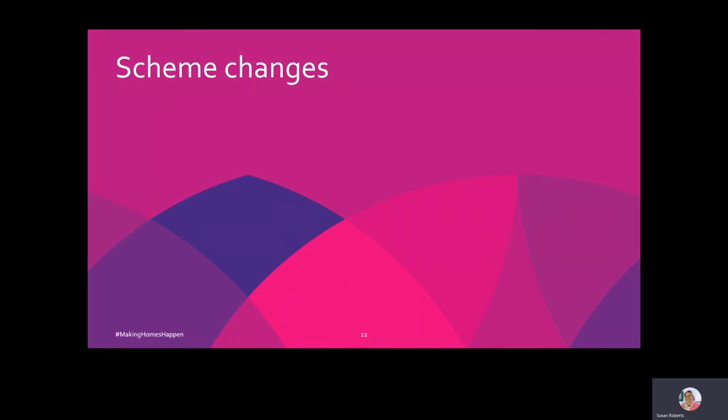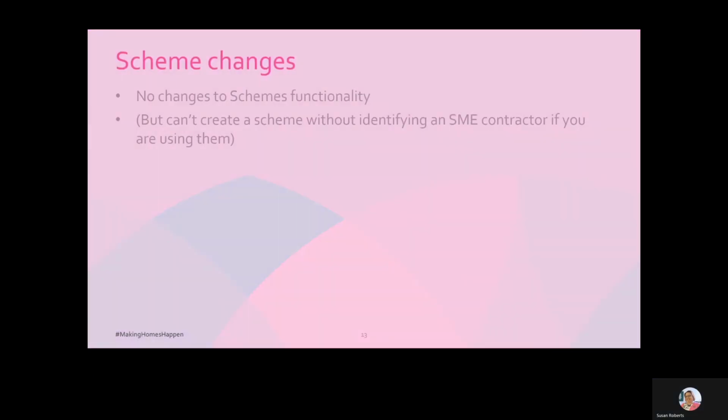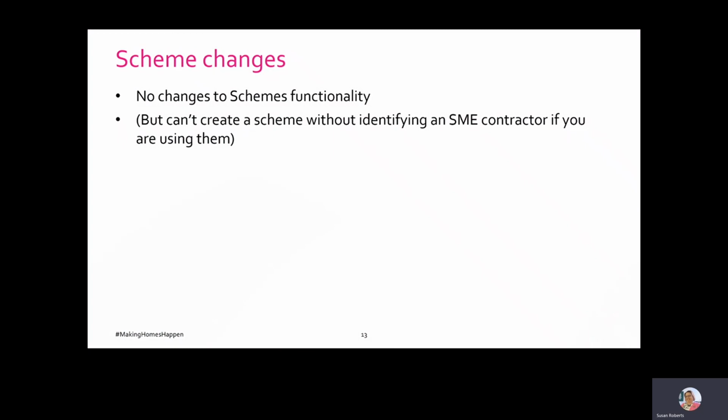So next, changes in schemes. There's been no changes in the scheme's functionality at all. But as I identified earlier, if you've identified you're using one or more SME contractors, you'll need to identify on the organisation tab at least one contractor in those boxes that we saw.